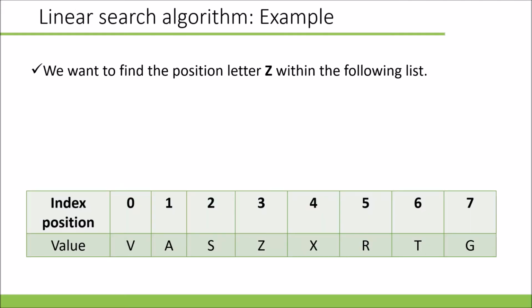So let's have a look at how the algorithm works. We're going to apply it to this sequence here: V, A, S, Z, X, R, T, and G. So that's our list and also the corresponding index positions. Our aim is to find the position of the letter Z. We know from here that that's in index position 3, but we're going to apply our algorithm to figure that out for us.